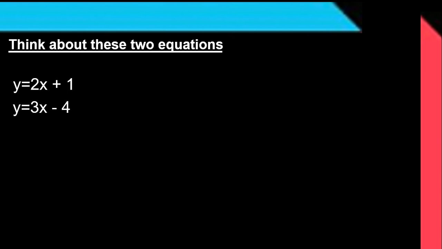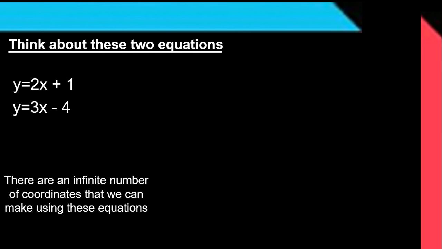Okay, so let's think about these two equations. We have y equals 2x plus 1, y equals 3x subtract 4. These two equations are linear equations, and we've looked at these in past videos. I could graph them, and we can get all kinds of solutions. The first thing we know about these two is that they would have an infinite number of solutions. If I graph them both separately on two different graphs, the graphs could go on forever and they would have an infinite number of solutions.